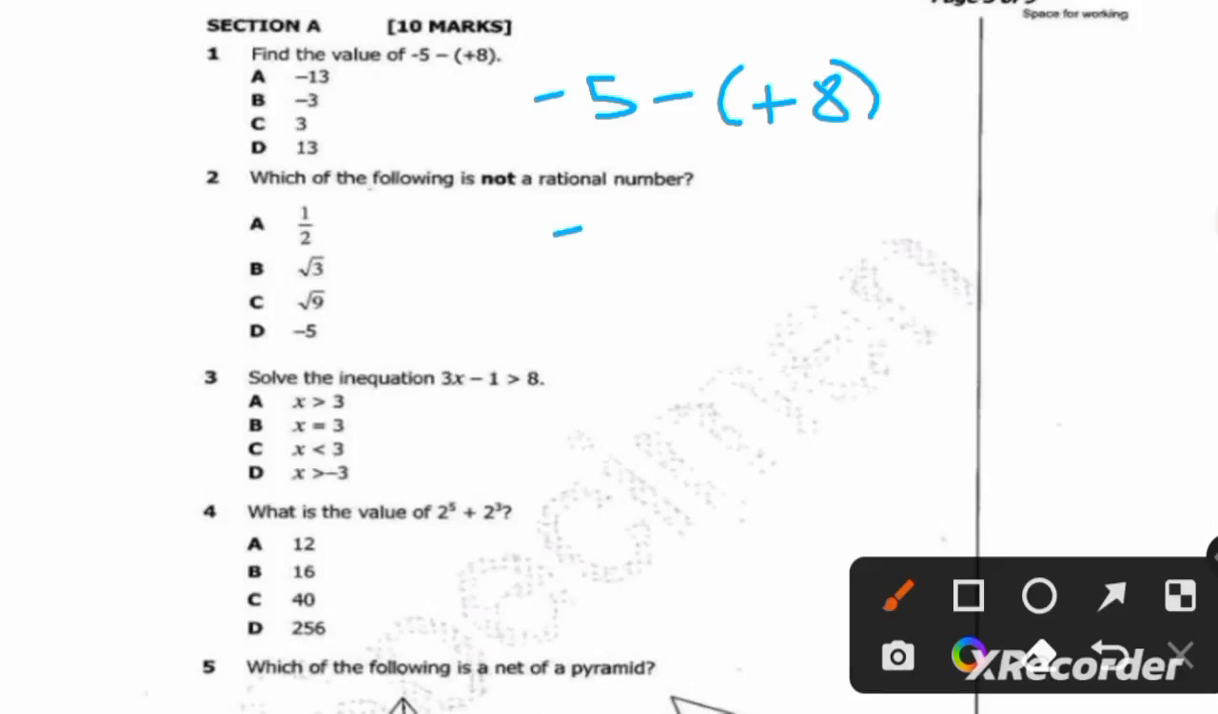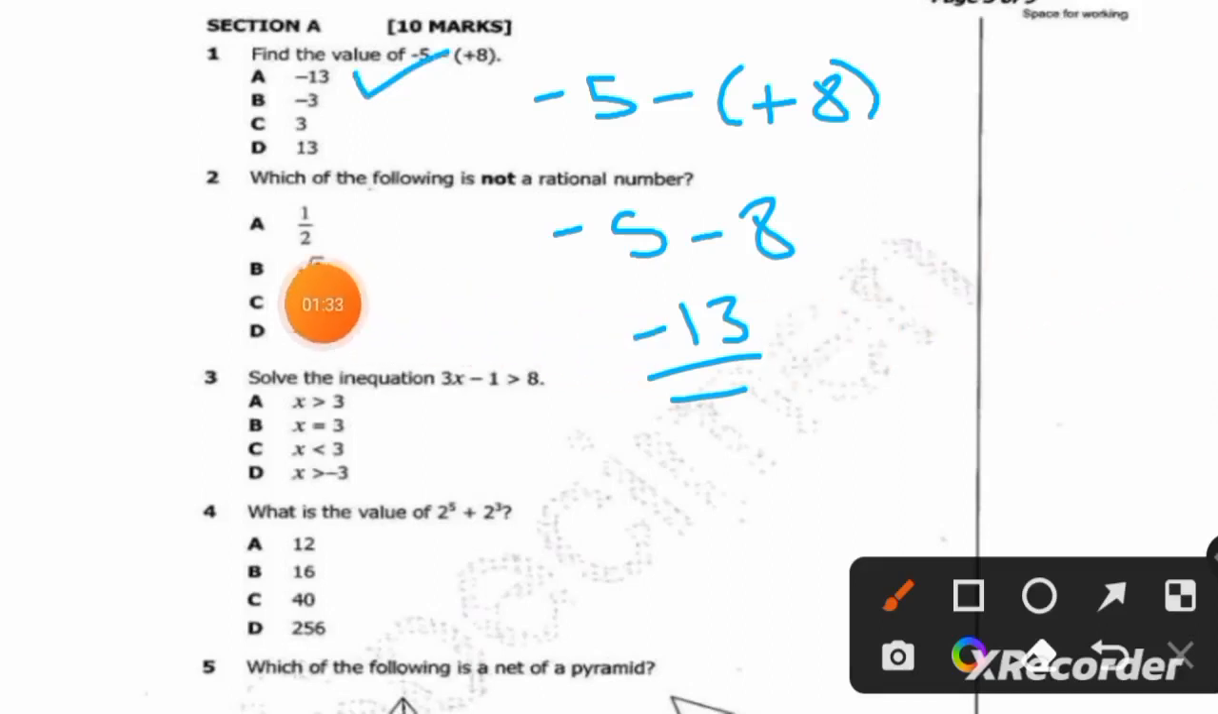So -5, here we are going to say negative times positive is equal to negative. So we are going to have -8. Let us evaluate here. -5 minus 8 is equal to -13. So therefore, our correct answer on question 1 is A. Okay. Let us move on to the next question, which is question 2.